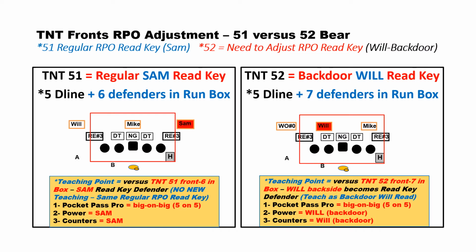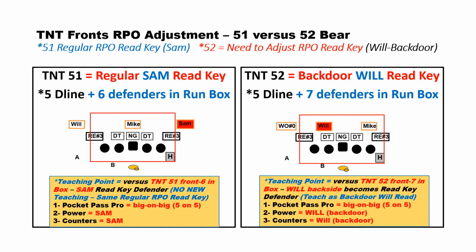All right, so with TNT fronts, the RPO adjustment, let's look at a 51 versus a 52 bear. You can see the diagram on the left. What makes the TNT unique is you got 5 defensive linemen now. The RE stands for a rush end, whether he's in a 2-point or a 3-point. They're going to rush the quarterback. And then we've got the 2 tackles and the nose guard, the TNT. With the 51 look, you can see with the red box there, that's the run box. We still only have 6 defenders in the box, so nothing changes with our RPO reads here with inside gap plays. The SAM would still be our read key. We don't have to do anything different.